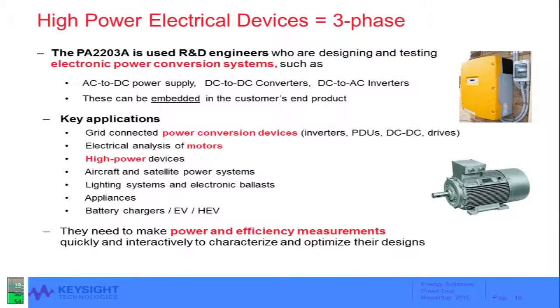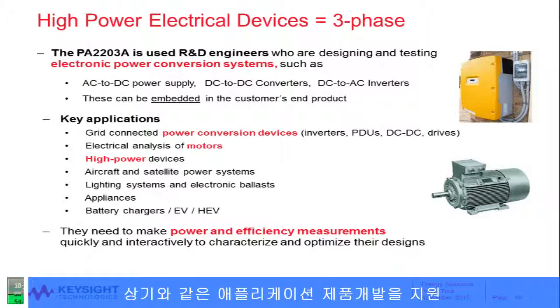Next. So the new version, the PA2203, is designed for R&D engineers who are building electronic power conversion systems. What we mean are AC to DC power supplies, like you would have to charge up your computer, that plugs into the wall AC and puts out DC to charge the laptop. A DC to DC converter. This would be useful in a car, where the car battery could be 120 volts, but many of the subsystems within a car run on 12 volts. So there would be a 120 volt to 12 volt DC to DC converter.